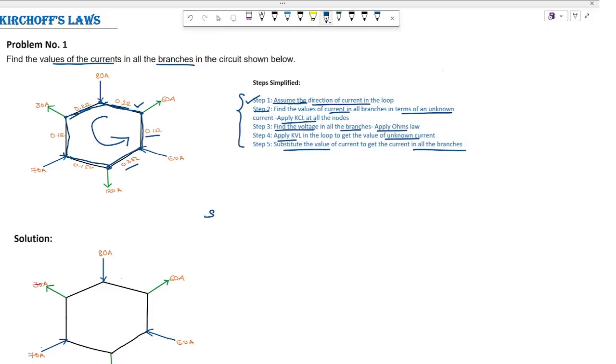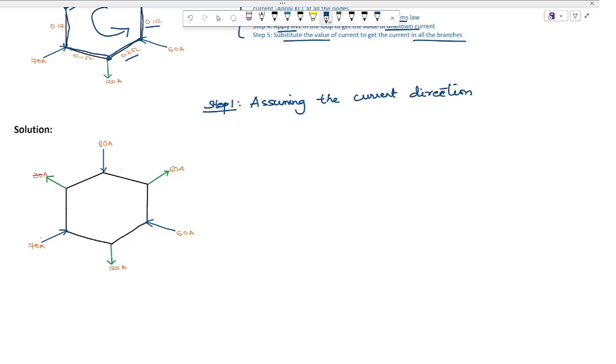I will just write here, step 1, which is basically assuming the current direction. I have drawn the circuit here once again. Just for simplicity, first let us mark these nodes with some names. Let's take this is A, this is B, this is C, D, E, and F. Okay, so I'm going to assume the direction of the current as anti-clockwise here. So I can write down that the currents flowing in the branches are moving in this anti-clockwise direction. So with this we complete step number 1.